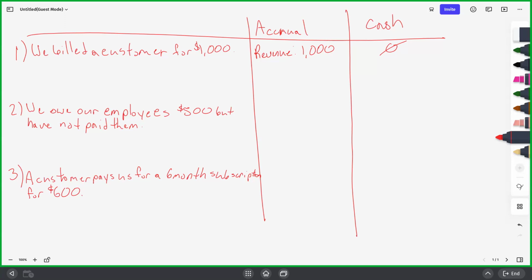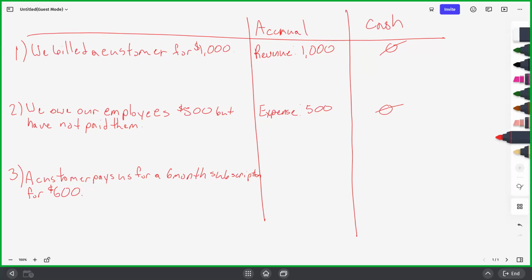What are the 2 principles that are so important here? What 2 principles are important to accrual? Revenue recognition, expense matching. Revenue recognition and expense matching principle. So, number 2, we owe our employees $500 but have not paid them. Revenue or expense? Expense. How much per accrual? How about for cash?